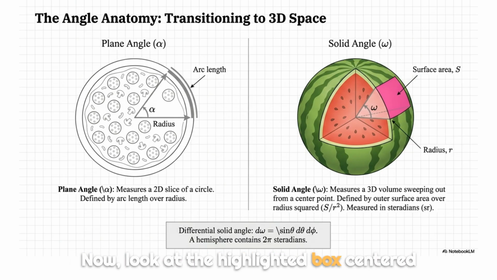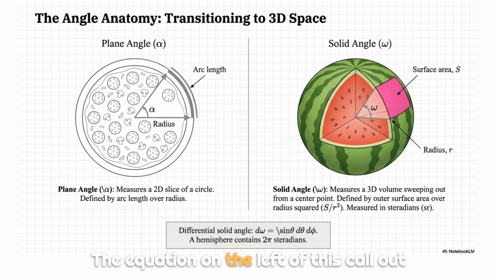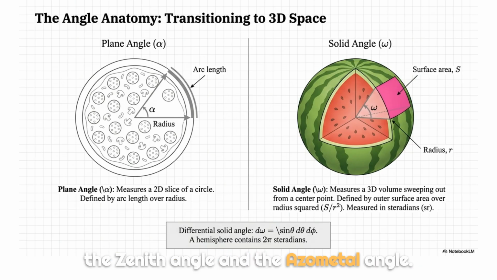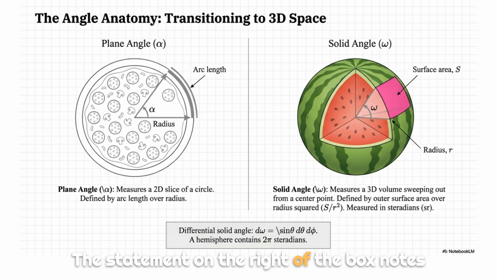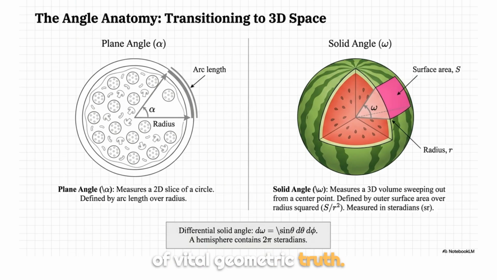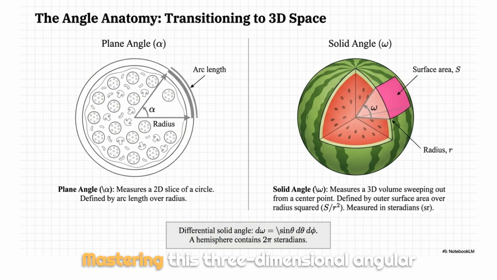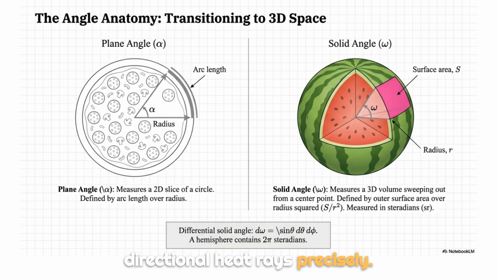Now look at the highlighted box centered at the bottom. The equation on the left of this callout defines the differential solid angle in spherical coordinates, accounting for both the zenith angle and the azimuthal angle. The statement on the right of the box notes a vital geometric truth. A complete hemisphere contains exactly 2 pi steradians. Mastering this three-dimensional angular framework is what allows us to track directional heat rays precisely.